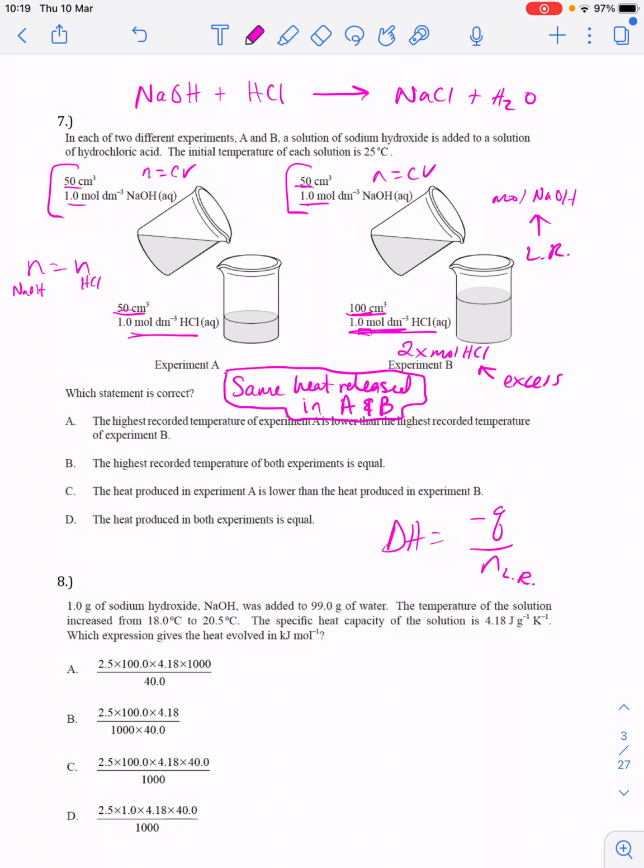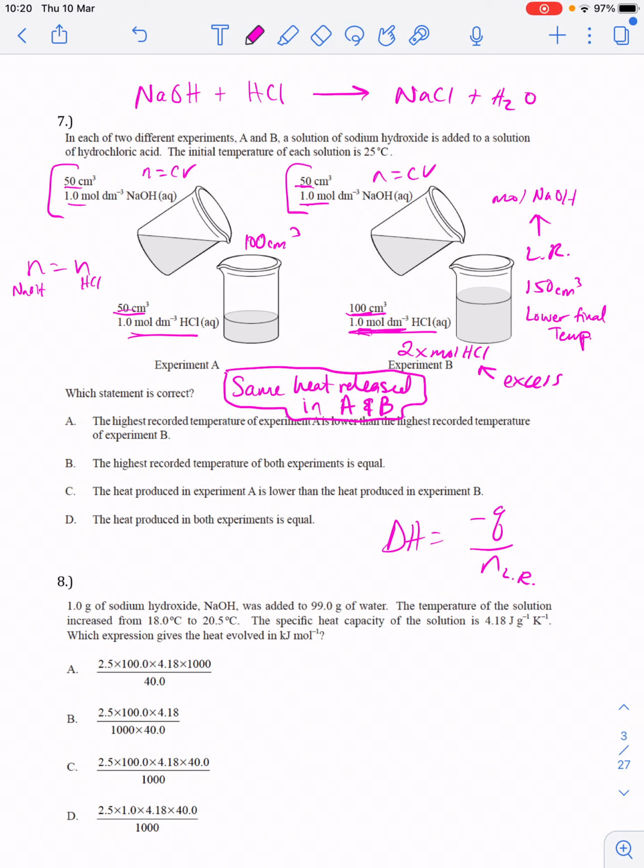But in the experiment on the left, you have a total volume of 100 cm cubed, and in the one on the right, you have a total volume of 150 cm cubed. So that means if you take the same amount of heat and you try to heat up more water with that same amount of heat, the temperature change will be smaller. So on the one on the right, we're going to have a lower final temp because we're heating up more liquid with the same amount of heat.